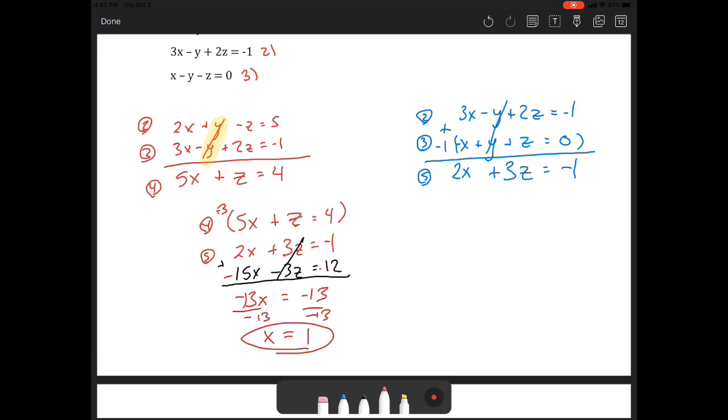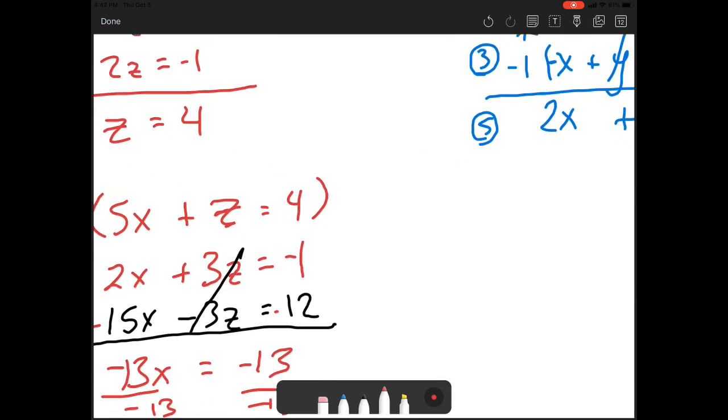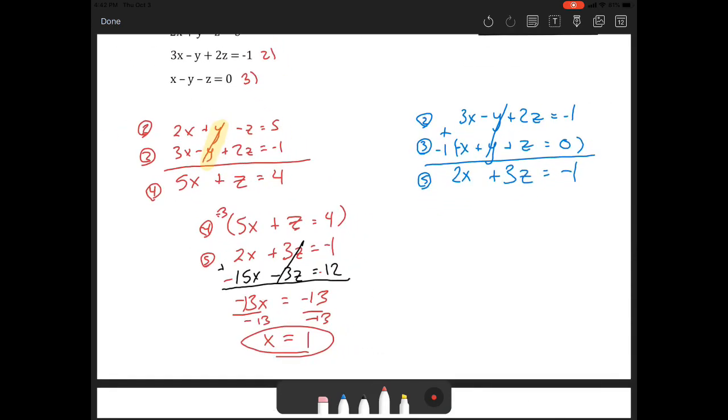Okay, so now I'm going to plug this 1 back in for one of my equations so I can find z. So I'm going to do my 2 times 1 plus 3z equals negative 1.